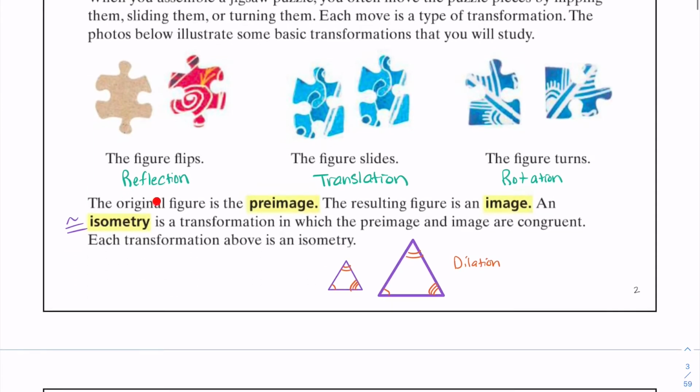So make sure you write in those notes right there. The original figure is a pre-image. The resulting figure is an image. So here's your pre-image and your image, assuming that it went from here to here. Let's say this one went from here to here. That's my pre-image. This is my image. Okay. So this is a dilation. What I did was I made a triangle and I copied and pasted and I made it larger. And so what you know about that is that that dilation is not an isometry because it's not congruent.